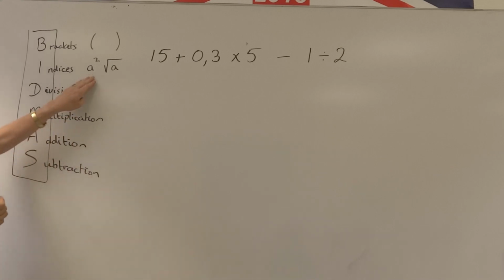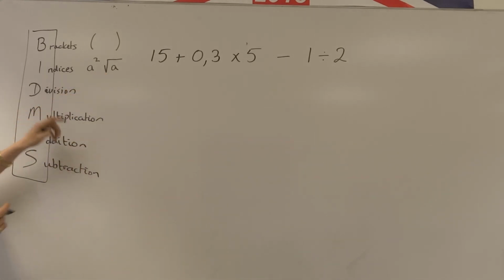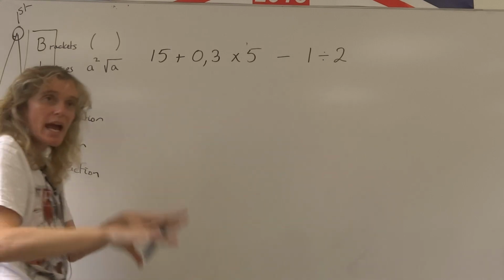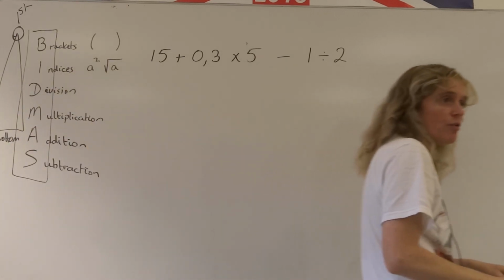So whenever you've got these terms, you have to do them before you're allowed to do division and multiplication. So you have to follow this order. It's like a pyramid, okay? Where brackets is at the top and you have to do this first, and addition and subtraction are at the bottom. They're the lowest down in the hierarchy, okay? You finish off with them.